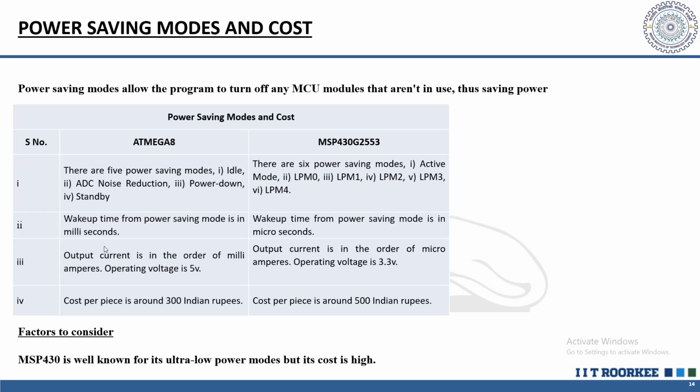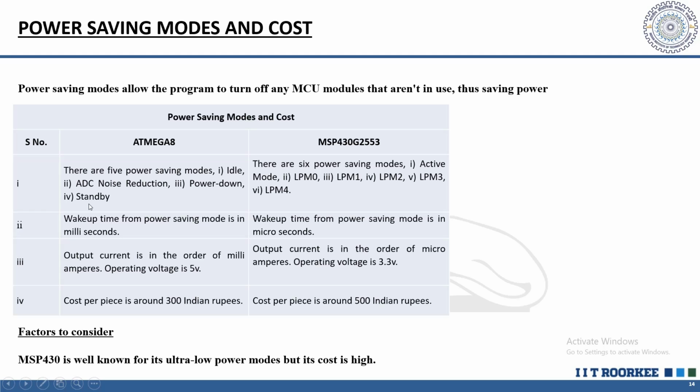Now the comparison of power saving modes and cost. Power saving mode is really important because in the power saving modes, all the modules or peripherals which are not required are turned off, and only the required ones are turned on. So this can really save a lot of battery power or the power which we are drawing from AC sockets and all those. There are five power saving modes in ATmega, and in MSP430 there are six power saving modes as shown here.